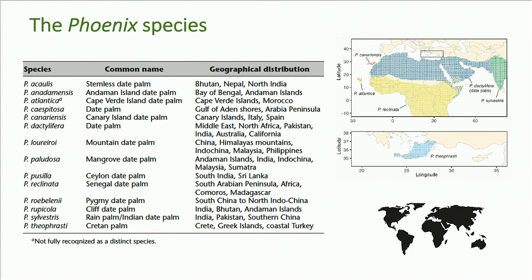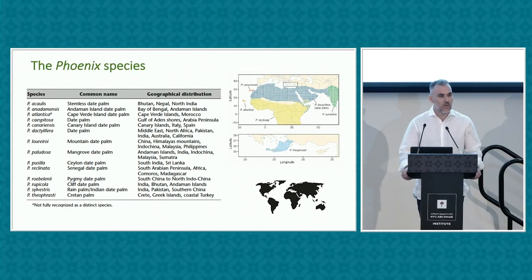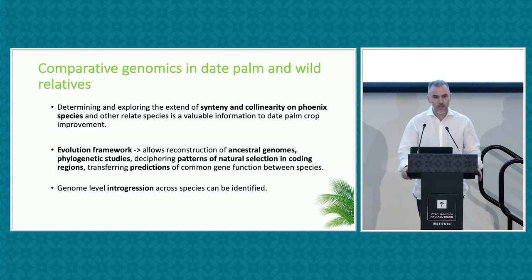So the Phoenix genus is composed of about 12, 13 species. There is one species that is not well defined if it's another species or not. And we were very interested in all these species, and we started a broad project to do genome references for all these species, and of course we started with date palm. So the ultimate goal of these studies was to start comparative genomics with date palm and wild relatives.